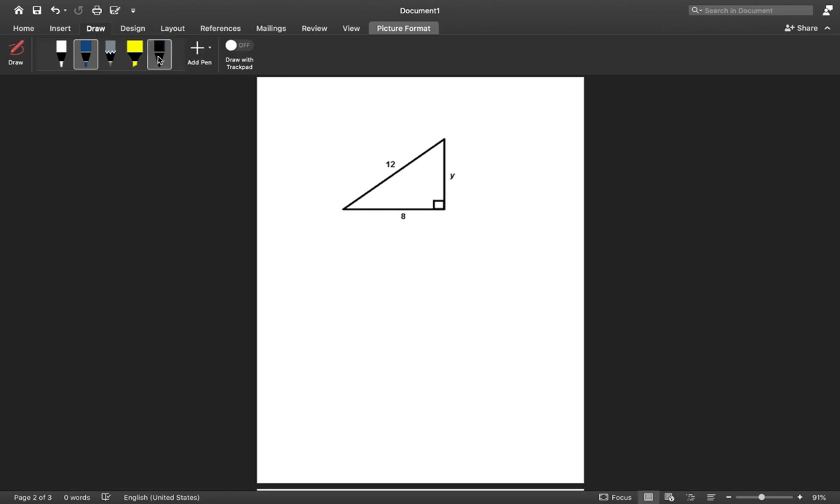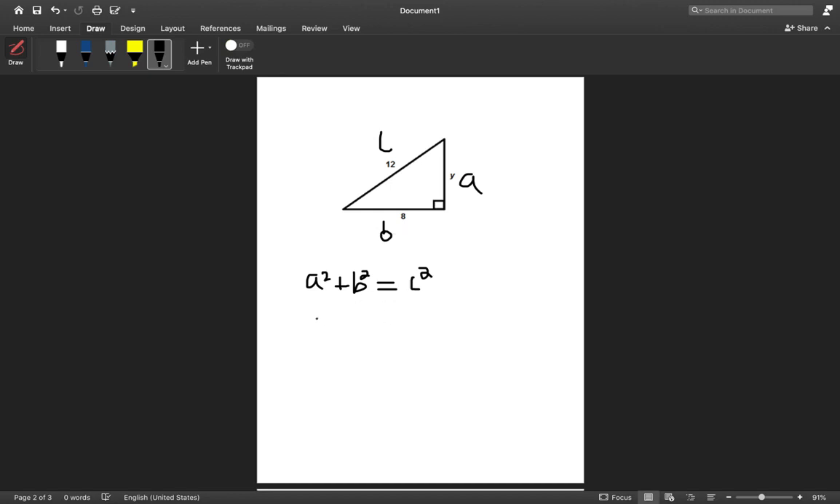Okay, so we have 12, which is the C value. Y is going to be the A value, and 8 is going to be the B value. So same thing as the last problem. We are going to do A squared plus B squared is equal to C squared. Now, you could format it a little differently, maybe, but this is the easiest way to do it. So I would suggest not changing it up at all.